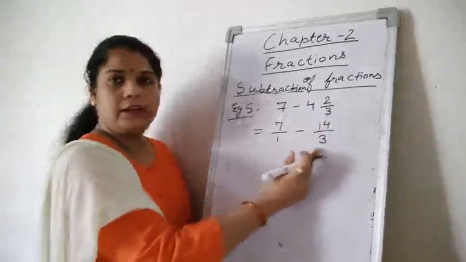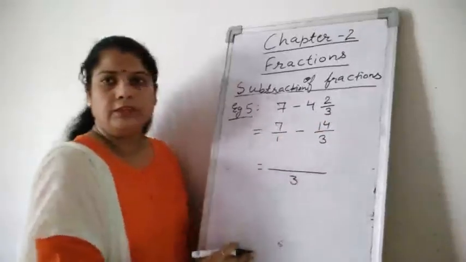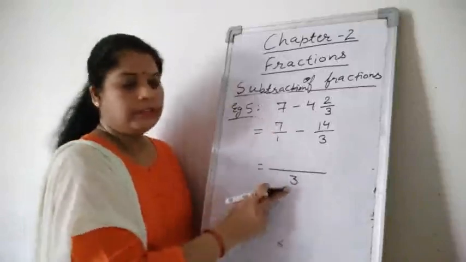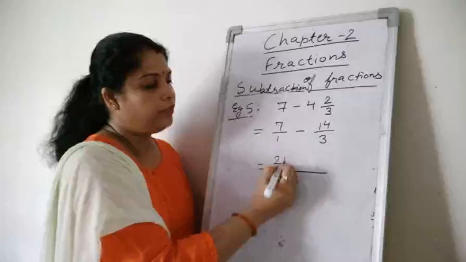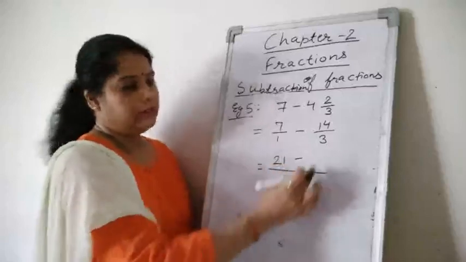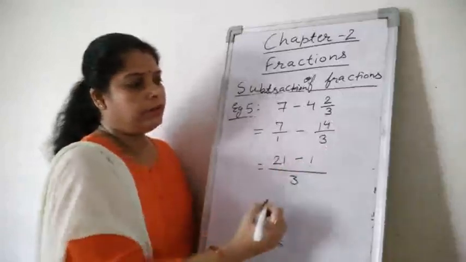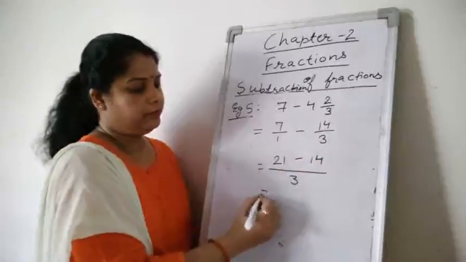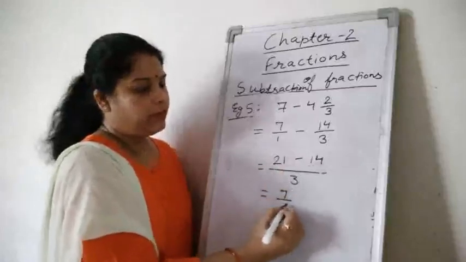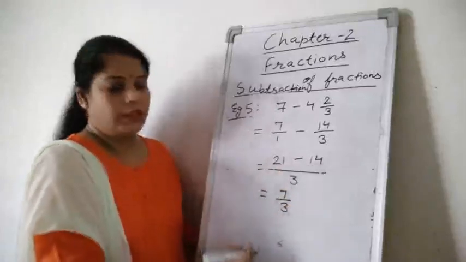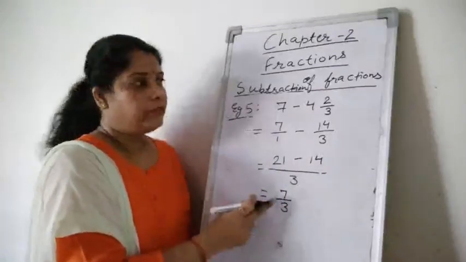Now again these are unlike fractions. Take the LCM. The LCM will be 3. Now 1 3s are 3 and 3 will be multiplied by 7. 3 7s are 21 minus 3 1s are 3 and 1 will be multiplied by 14. 14 1s are 14. Now 21 minus 14 is 7 upon 3. Now this is an improper fraction. We can convert this into a mixed fraction.